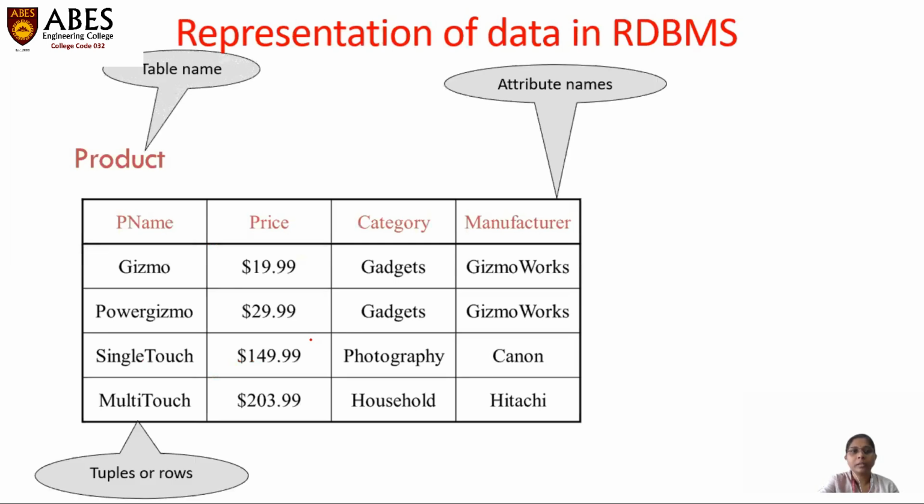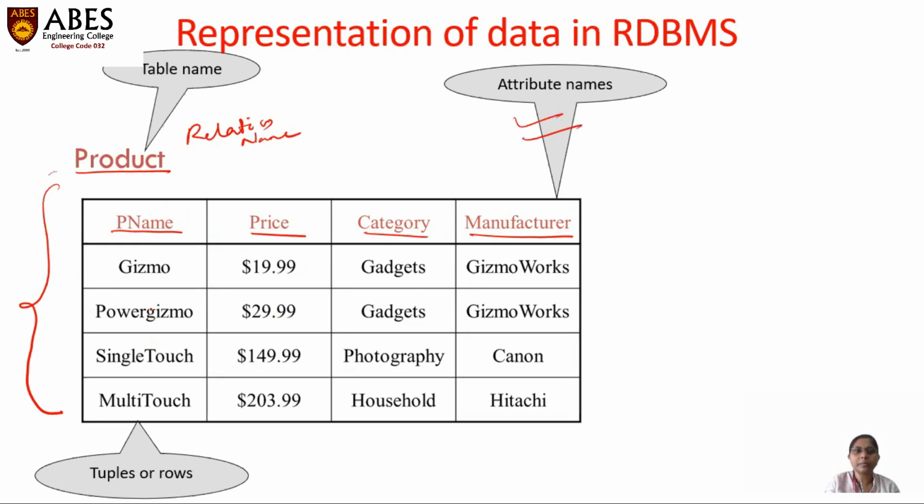For example, here we have a data representation of product. So this product represents the table name or relation name. And these columns, product name, price, category, manufacturer, this represents your attribute names. And these rows, these are known as tuples or rows.